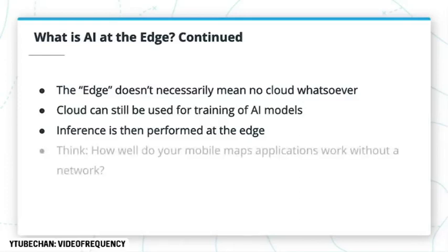Now, think about this. How well do the Maps applications on your phone work without a network? This isn't just about whether it knows where you are with GPS, but whether it even can determine a route for you to take. Now that we've looked just a little bit at what AI at the edge is, let's look at what makes it so important.